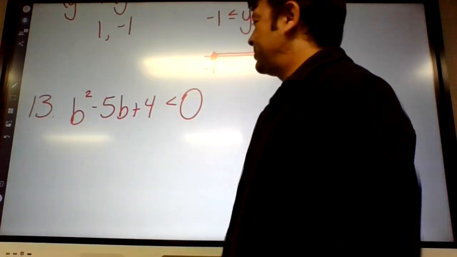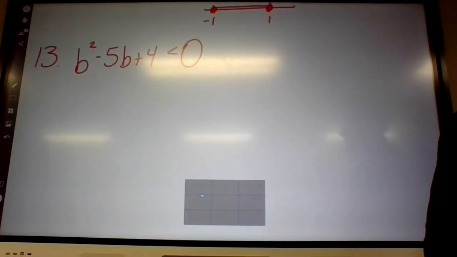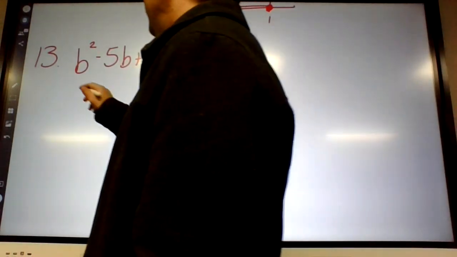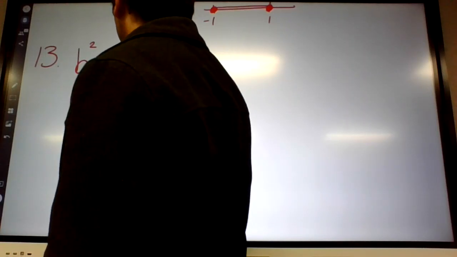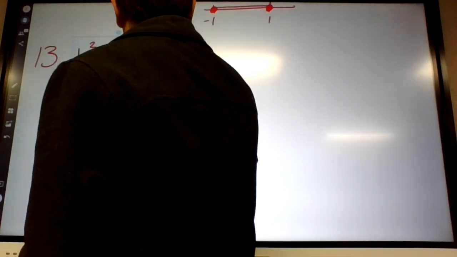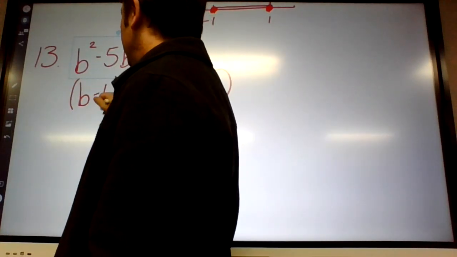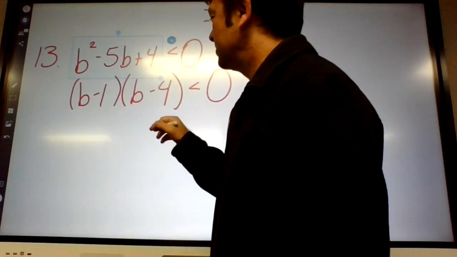Okay, what should we do on 13? You just don't do it. Factor, you have to factor first. I don't remember factoring. So, what multiplies into 4 that adds up to negative 5? 1 and 4. Negative 1 and negative 4.